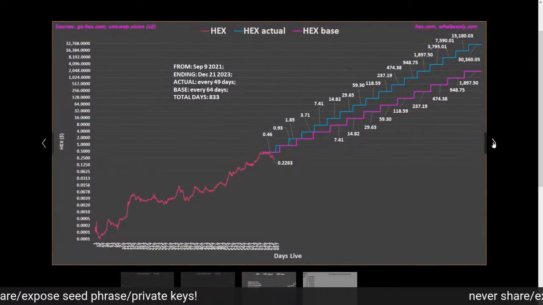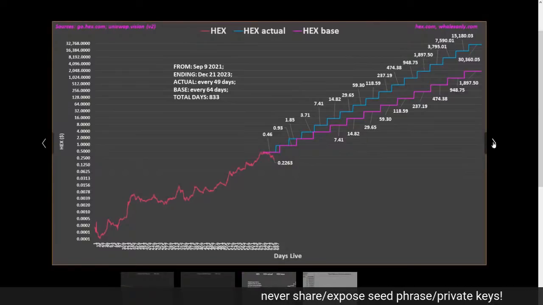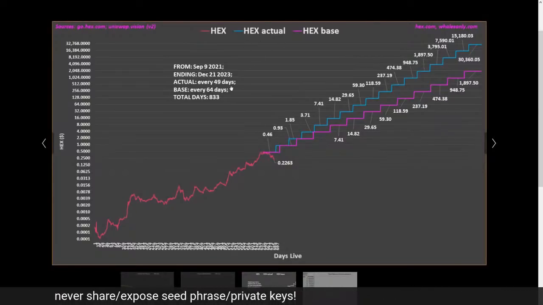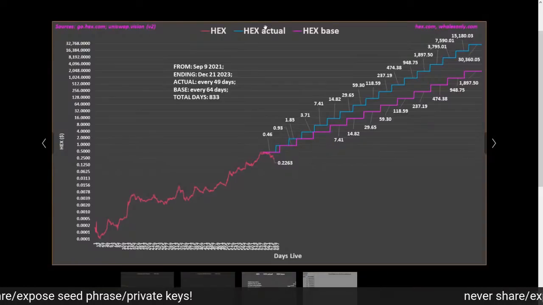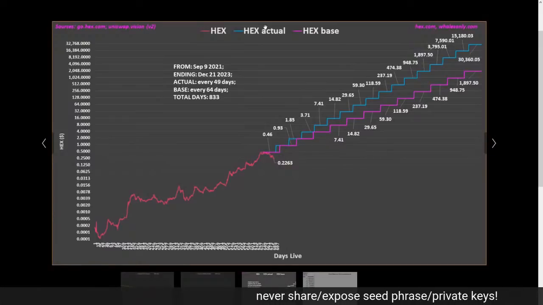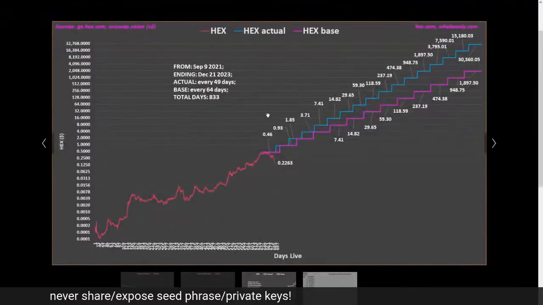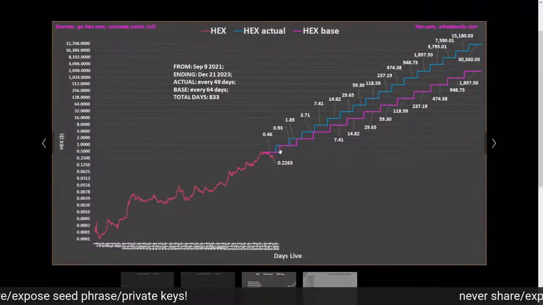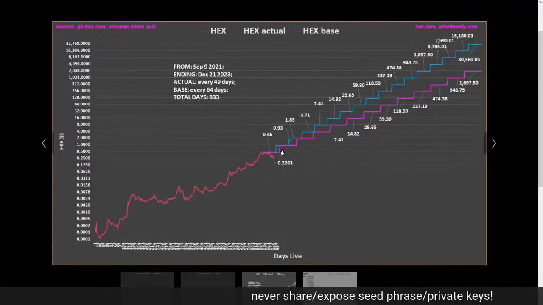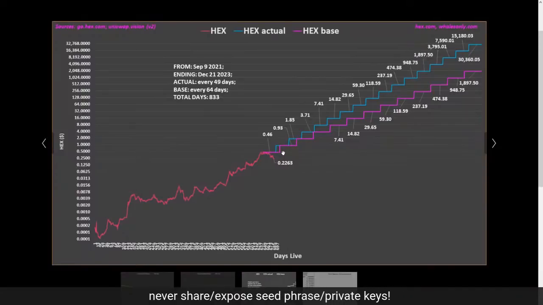And this is where we're at versus the forecasted chart. Again, actual is giving us a representation of every 49 days, which is based on the last doubling point, which is September 9th, based on when Richard Heart tweeted. From that point on, we're counting every 49 days for the actual in blue, and every 64 days for the base in magenta, which is the same thing as the PE rate. That's where we're getting that number from.